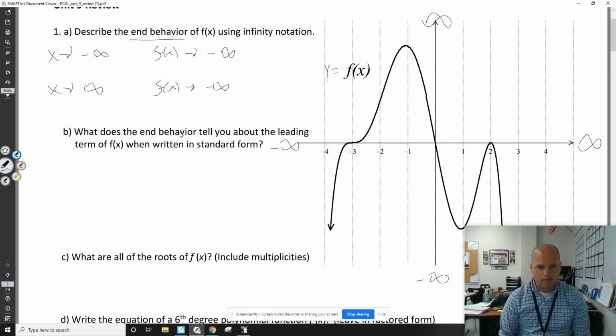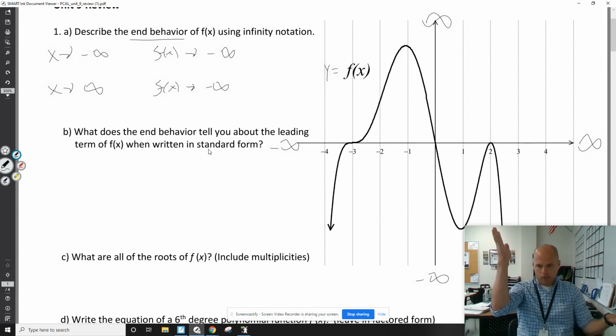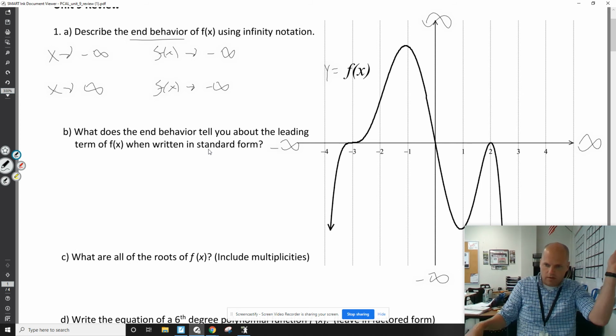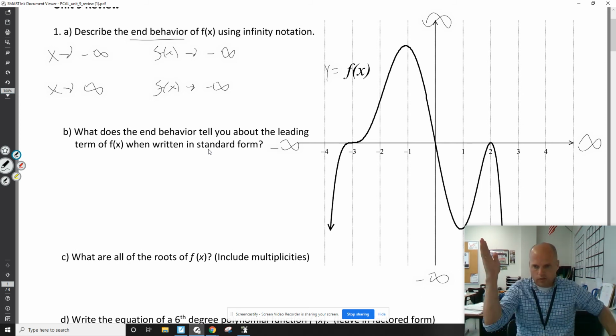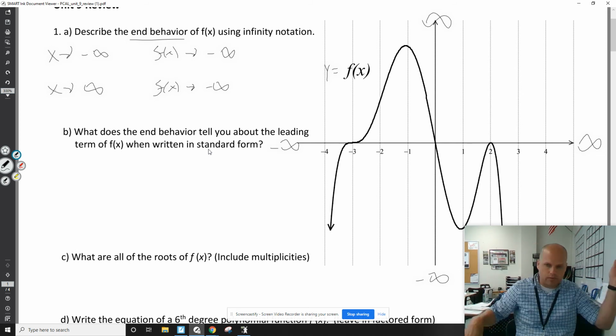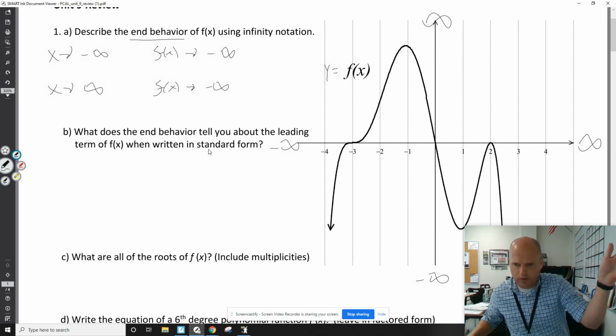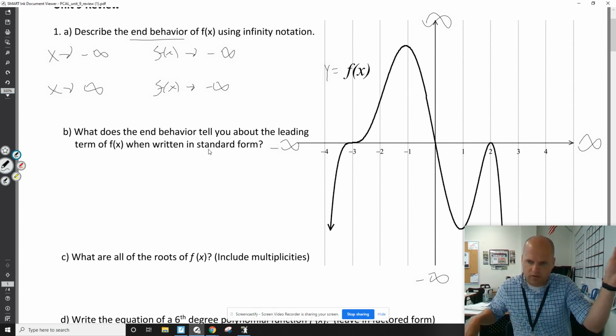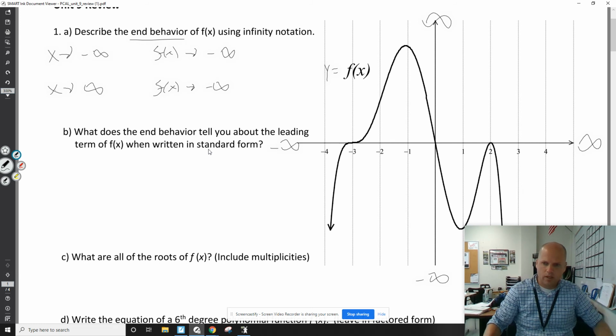What does the end behavior tell you about the leading term of f of x when written in standard form? 2 things. We know about odd functions, which have this type of end behavior. It's the John Travolta positive or John Travolta negative. I'm not sure how it looks like for your camera. I think this is John Travolta positive. This is John Travolta negative. And that's for odd. So y equals x, x cubed, x to the fifth.